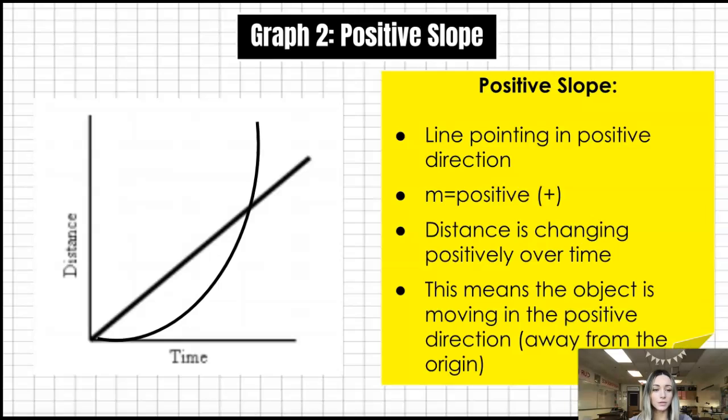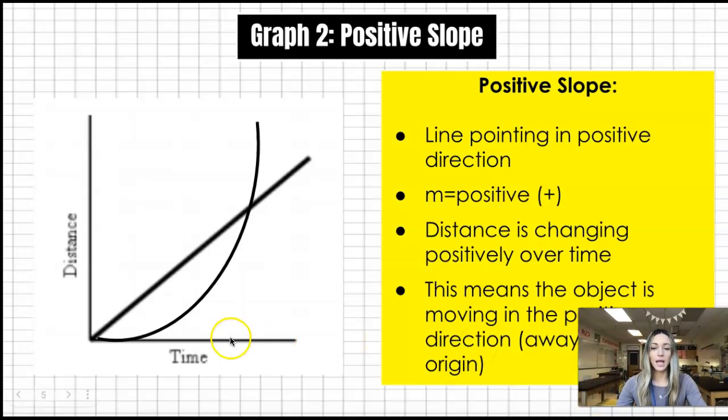Point of note, and you should probably write this down in your notes. Lots of people look at this line and think, hey, that's pointing upward. That object must be speeding up. In fact, that is not true, and that is not what a positive slope tells me. So don't fall for the trick of seeing that positive slope and stating that the object is speeding up. Remember that a positive slope just tells me that the object is moving in the positive direction or away from the origin.